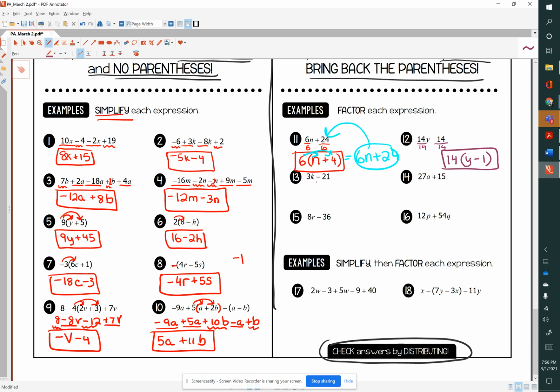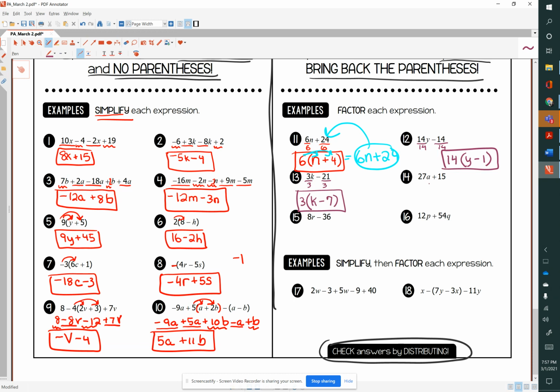Number 13, 3k minus 21. Is 21 divisible by that 3? Yes, it is. So we'll divide them both by 3. So 3 comes out, then we have our parentheses. 3 divided by 3 is 1, so we have 1k minus 21 divided by 3 is 7. And that's our final answer.